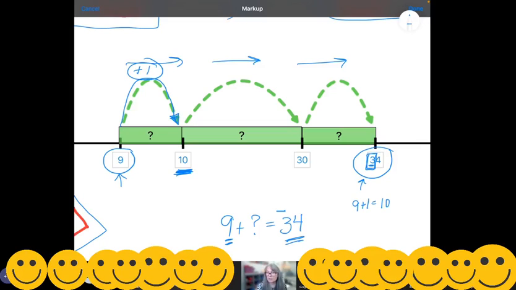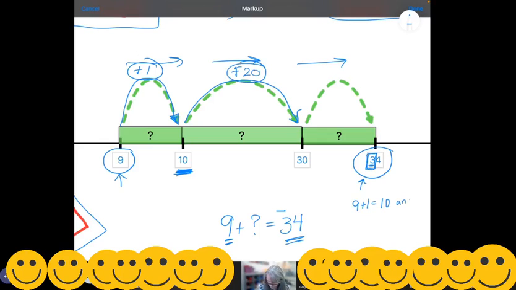And it's Trenton. Trenton, hold on just a second. Trenton, unmute your mic and tell me, 10 plus what gets me to 30? 20. 20, you are correct. All right, so on this number line, they've gone 10 plus 20 more. So I'm going to put my 20 there. 10 plus 20 gets me to 30, and I'm going to write that here.